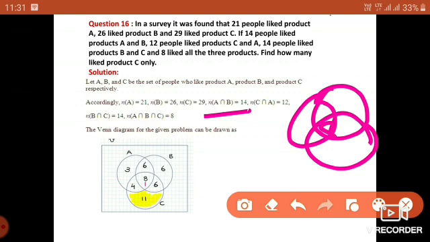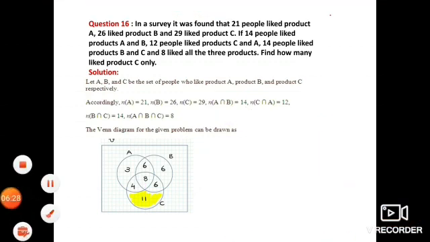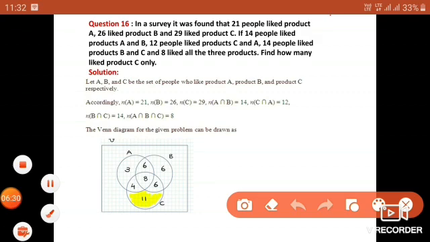Next, what is A intersection B? 14. So 6 plus 8 you will be getting as 14. Similarly, 8 plus 6 you will be getting the B intersection C value, that is 14. Again 8 plus 4, C intersection A is 12.